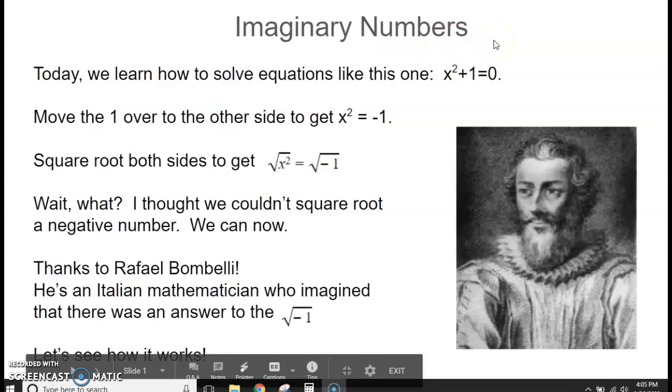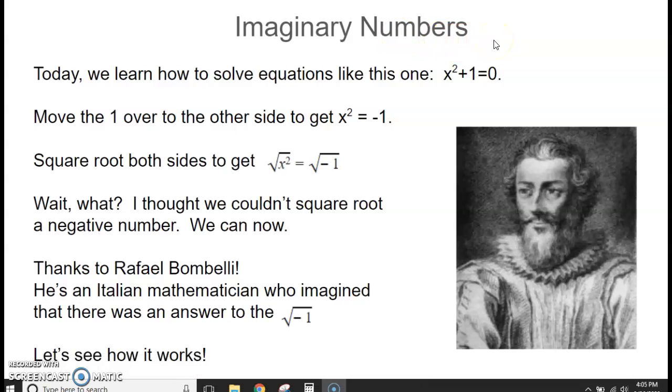Hey, we're going to talk about imaginary numbers. We're going to learn how to solve equations like this one, x squared plus 1 equals 0. Move the 1 over to the other side and you get x squared equals negative 1. Square root both sides and you get the square root of x squared equals the square root of negative 1.